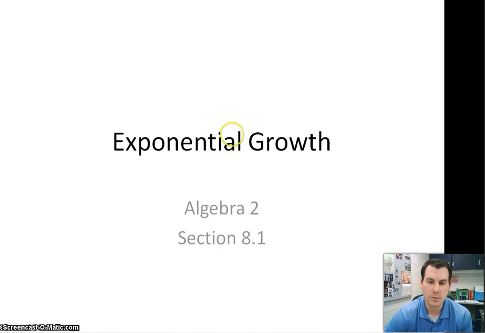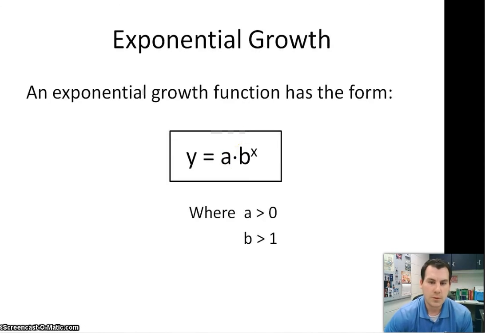So 8.1, exponential growth. Exponential growth has the form y equals a times b to the x. So now our variable is up in the exponent, and that's what makes this an exponential function. Some notes here, a has to be greater than 0, so it has to be a positive number. We're not going to deal with negative numbers. And b has to be greater than 1 for this to be growth. Remember, we're going to raise this number to some other number, and for this to become bigger, to get the growth, it has to be bigger than 1.